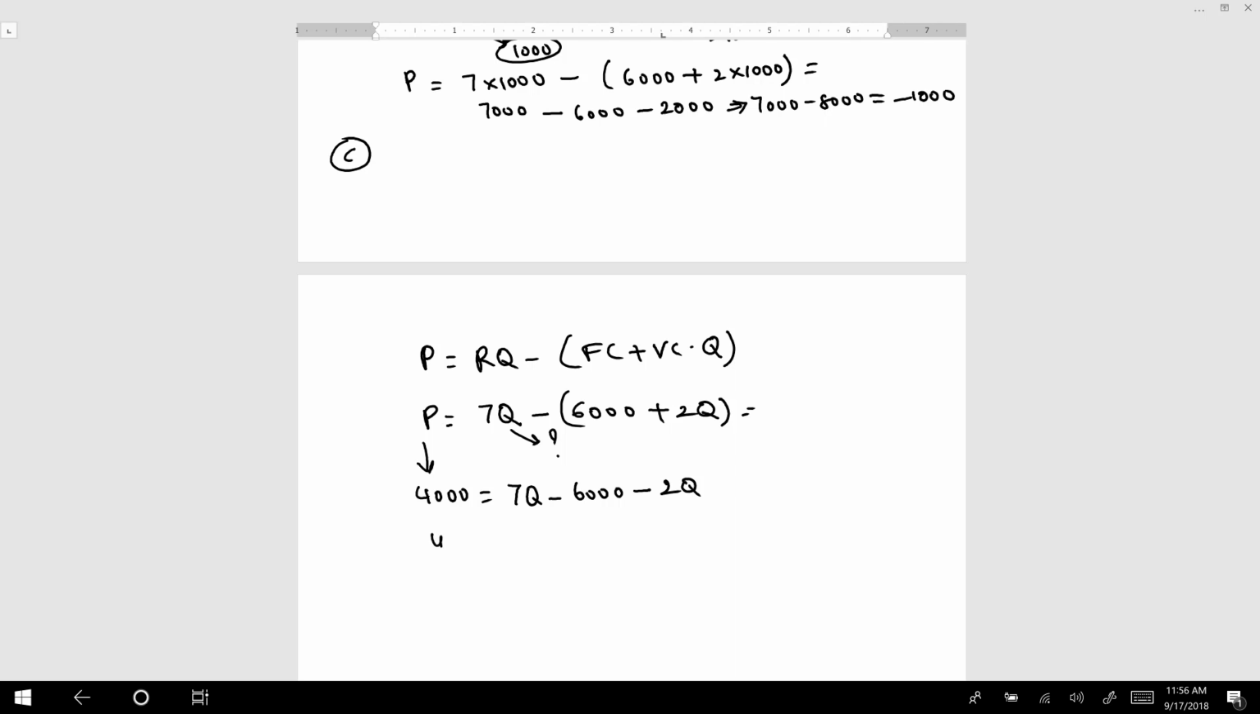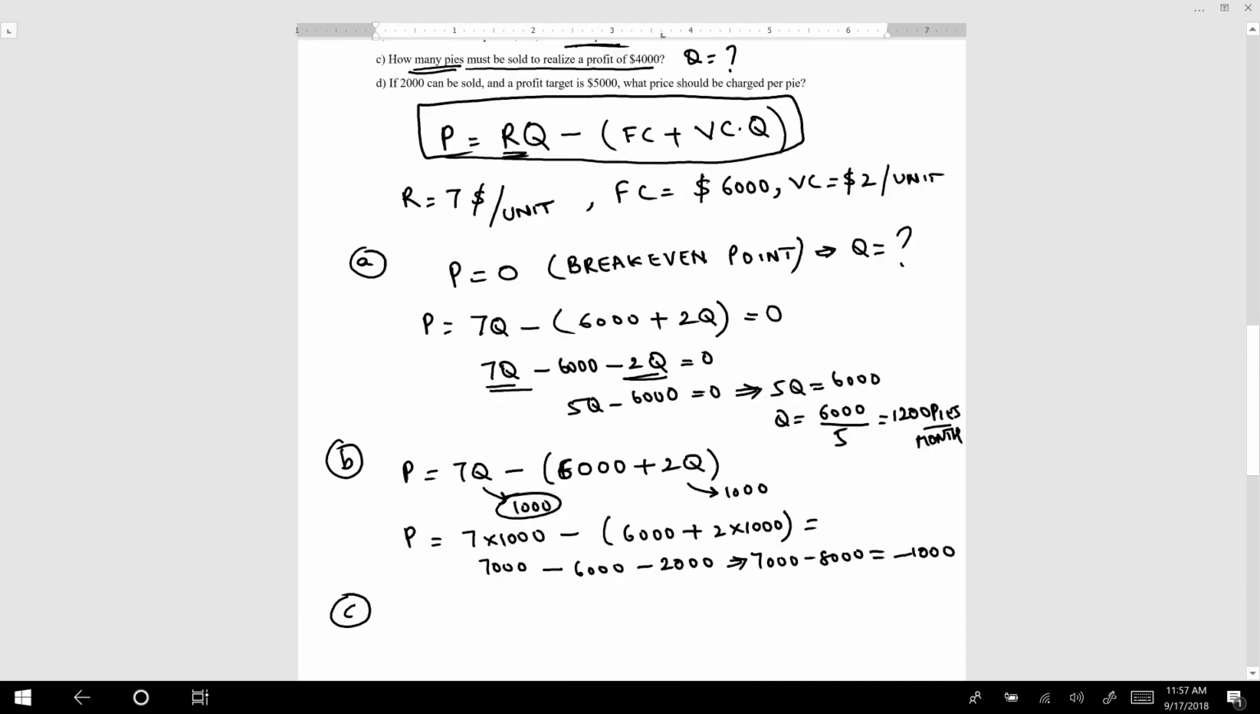So 4000 is equal to 5Q minus 6000. If this 6000 goes that side, this becomes 10,000 is equal to 5Q. I divide by 5 on both sides. I get Q is equal to 10,000 divided by 5, which is going to give me 2000 units. So if I sell 2000 units, I will get a profit of $4000. So that is what C is.